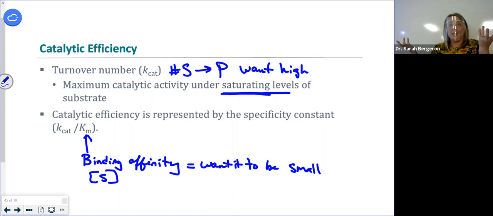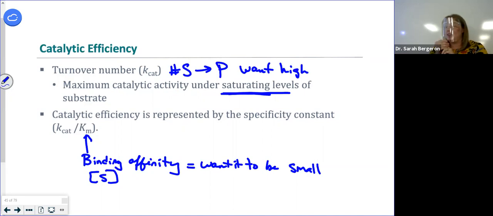So we're setting it up for the optimal conditions. So we're looking for catalytic efficiency. What enzyme is going to be the most efficient at catalyzing reaction X? Well, it's going to be dependent upon two things. Its ability to turn over substrates to products, and its ability to bind substrates, right? And you just have to remember that that binding affinity is really a KD. It's a dissociation constant. So you want it to be small.